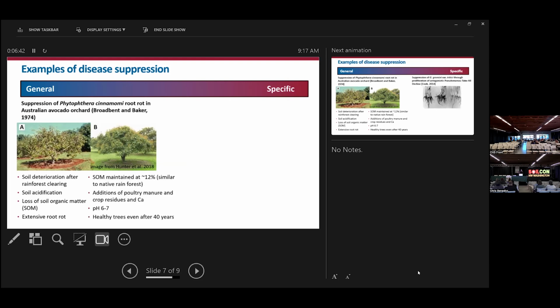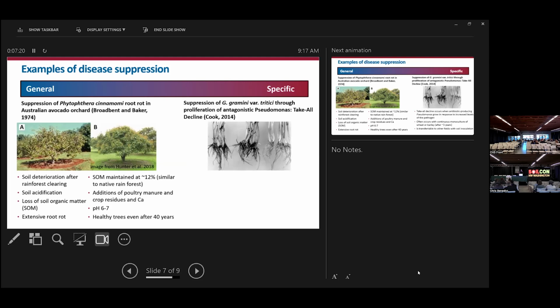But there was an orchard that maintained soil organic matter levels similar to the native rainforest, so very high at 12%, which we often don't see in soils around here. They brought in a lot of additions of poultry manure, crop residues, and calcium, maintaining the pH at a more neutral level, and they did not have any root rot issues. The thought behind this was that by maintaining this high level of soil health and soil organic matter, they were feeding the microbes that could then suppress the Phytophthora root rot.